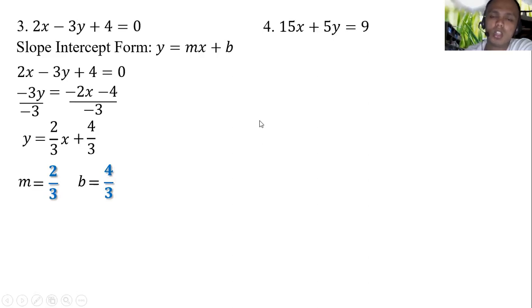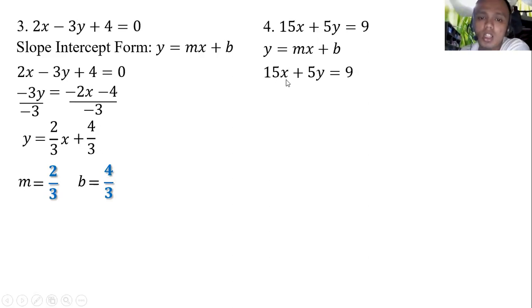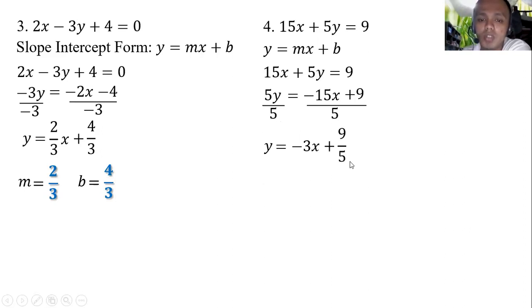Okay? Now, another one, 15x plus 5y equal to 9. Again, using the slope intercept form, y equal to mx plus b. Rewrite natin yung 15x plus 5y equal to 9. Transpose 15x to the other side, we have 5y equal to negative 15x plus 9. Then divide both sides by 5, cancel this out. Then we have y equal to negative 15 divided by 5, which is negative 3x. Copy natin yung x. Then 9 divided by 5 is 9/5. What is the slope and the y-intercept here? We have m equal to negative 3 and then yung b natin is 9/5.